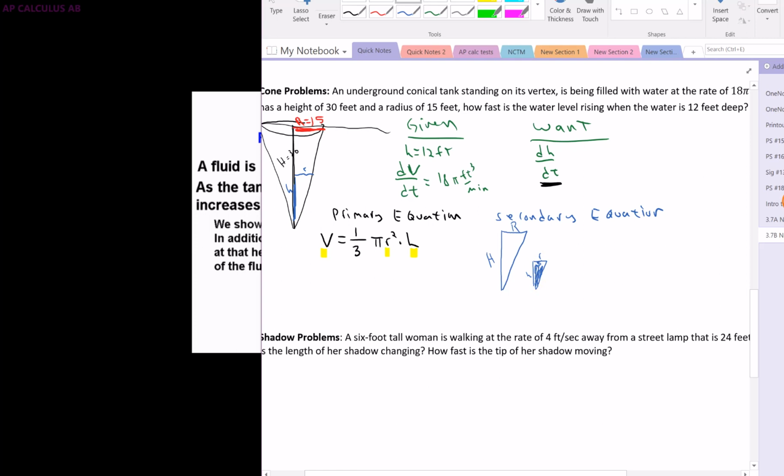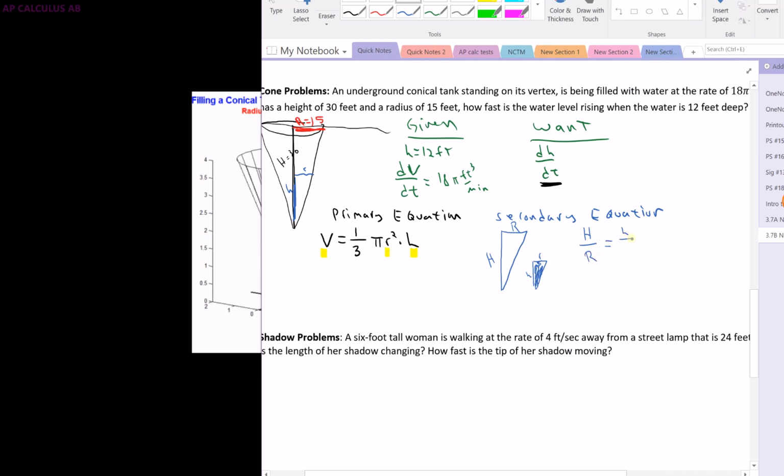And because these are similar, I can write this proportion, big H over big R equals little h over little r, right? And big H and big R are constant, right? So this is going to be 30 over 15 equals little h over little r, which is basically 2 equals h over r. And then I can simplify this. It's going to be 2r equals h. H equals 2r. This is not actually how I want to do it.